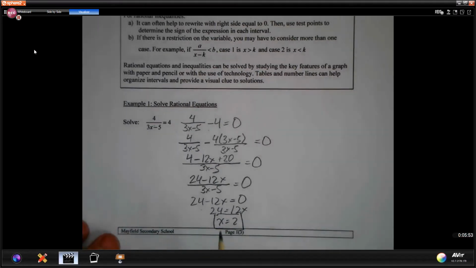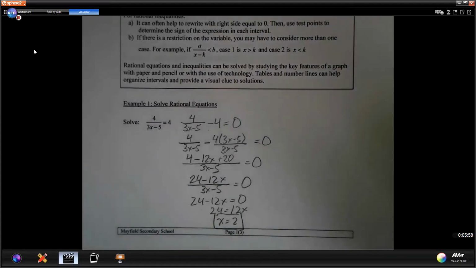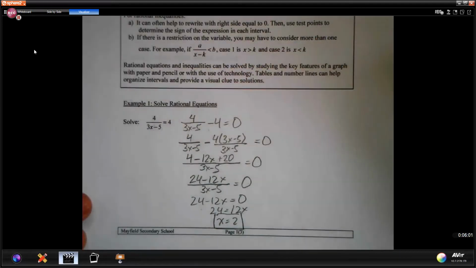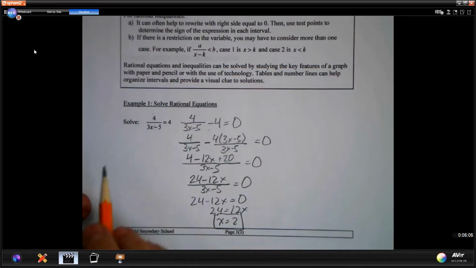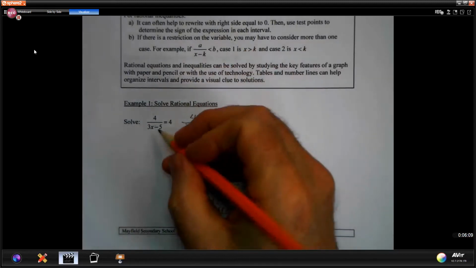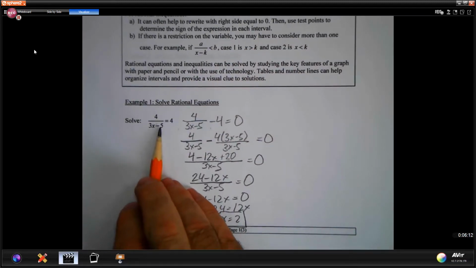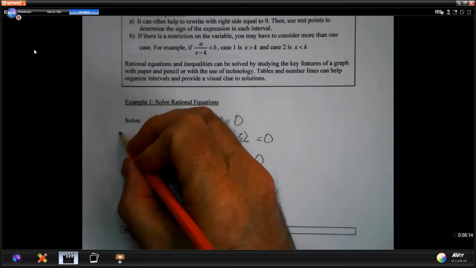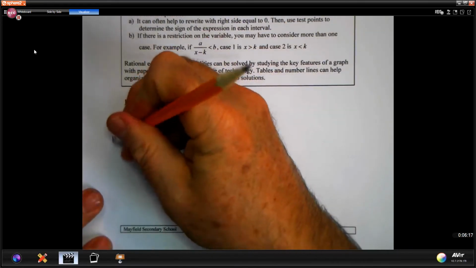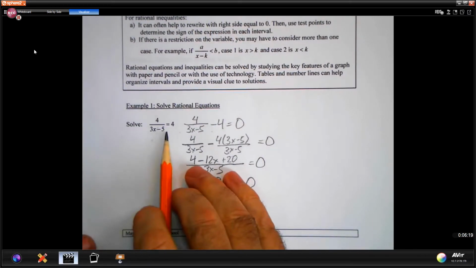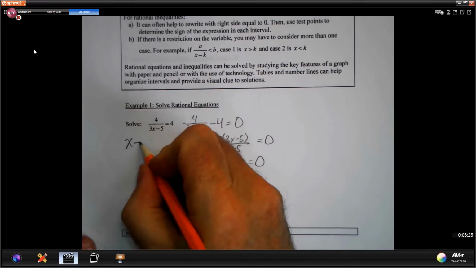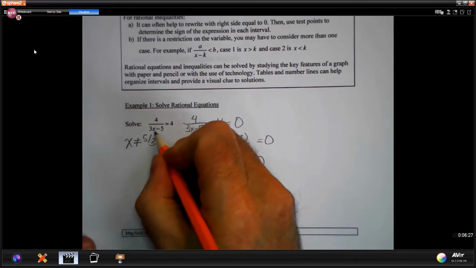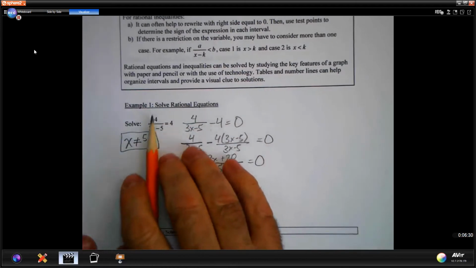Okay, so we've got our answer of x equals 2, so we're basically done. One thing I would like to note, and it's always a good idea, when you look at your original equation, find the values of x that will make this undefined. And that basically means if this denominator was 0, we'd have a problem. So I can definitely say, if I set 3x minus 5 equal to 0, that means x would be 5/3. So that means x cannot equal 5/3, because that would cause a problem here.